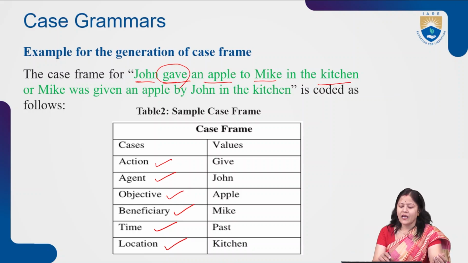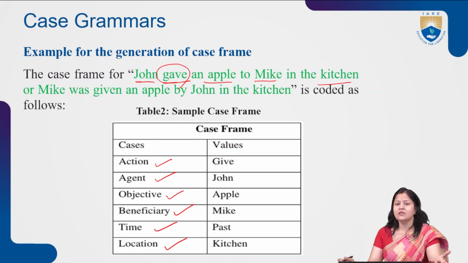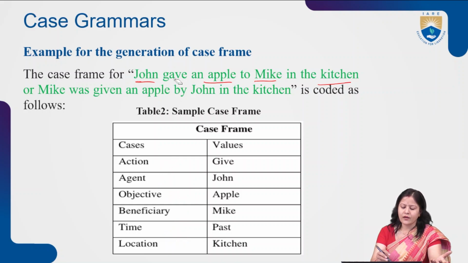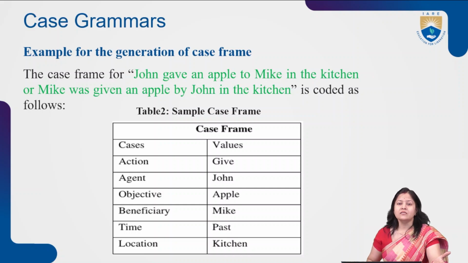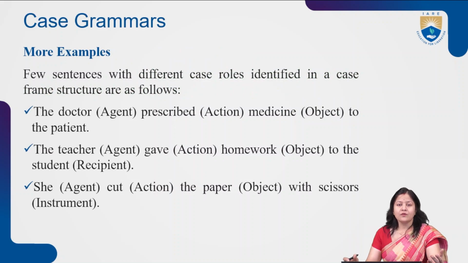So John, gave, apple, Mike, kitchen, everything we can represent using different case frames. I hope you have understood how to recognize all the cases of a particular sentence, and we can represent them in the tabular format. I will show you a few more examples also, so that the concept will be clear. Now, these are the more examples.